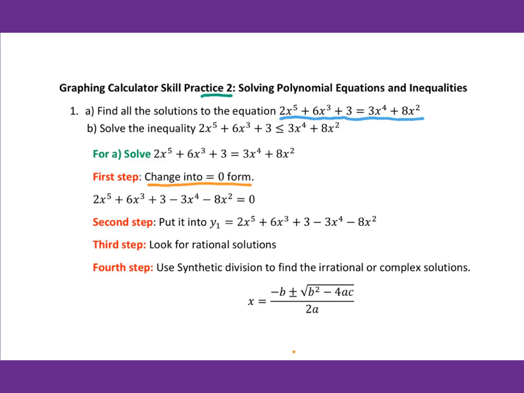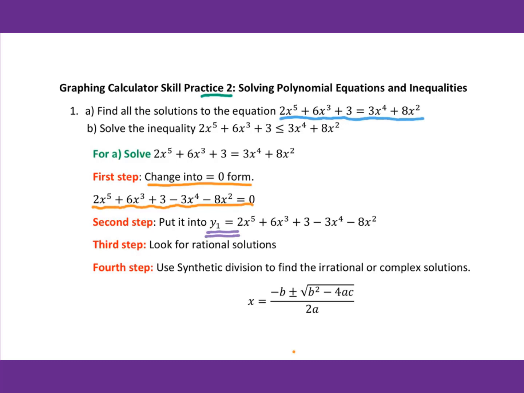Change into equal to 0 form. So we move everything from right side to the left side. Remember, cross the equal sign, change sign. Therefore, you got this equal to 0. Second step, then put into graphing calculator y equals.